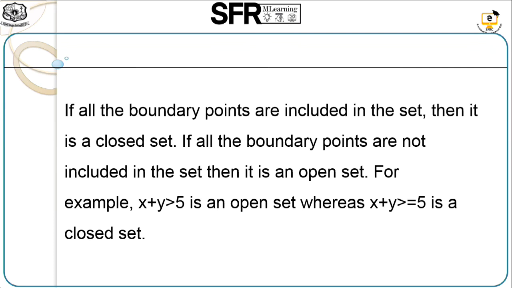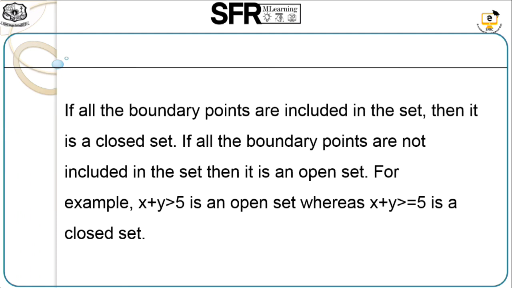This is an example: x plus y is less than 5 is an open set, whereas x plus y greater than or equal to 5 is a closed set. Here we can use that in any metric space, the union of any family of open sets is open. That is, for any metric space M comma d, there exists a family of open sets A equal to union of Ai. If we are taking the set A equal to an empty set, clearly we can say that A is open, since the empty set is open.